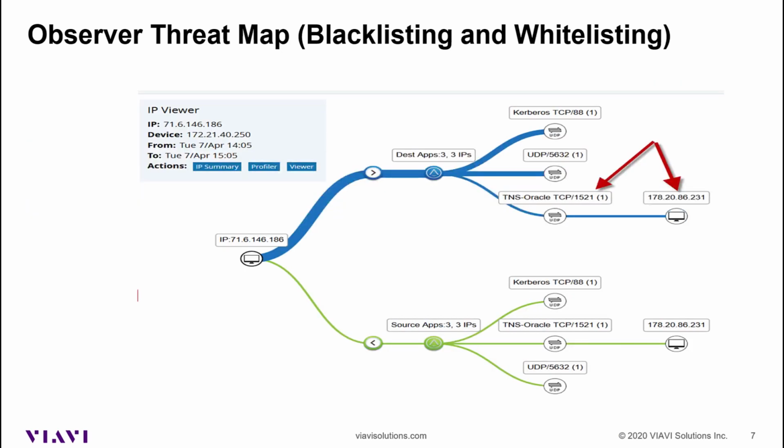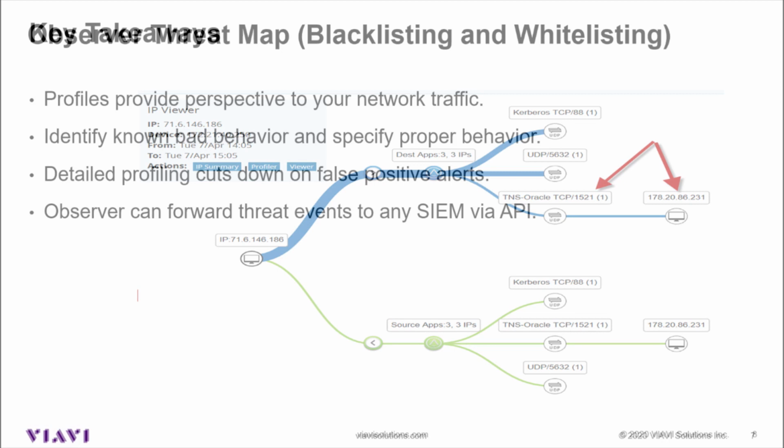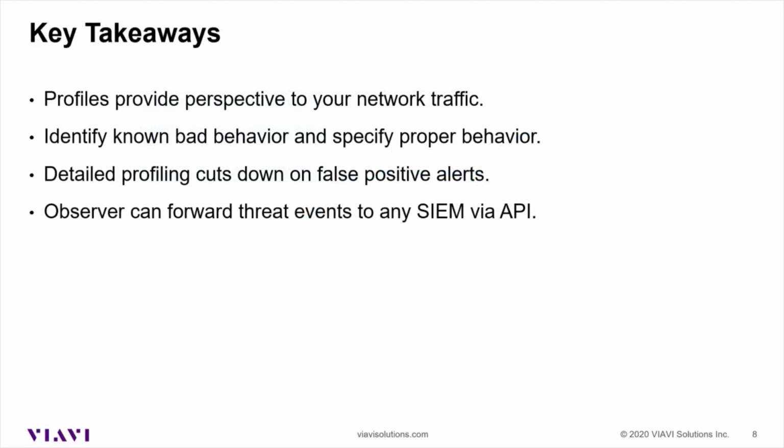We can see that our machine under attack, 178.20.86.231, is responding to the bad actor, 71.6.146.186, and can easily see if other hosts are affected as well with our graphical conversation table. In this view, the bad actor is probing 3 different hosts on 3 different ports, and unfortunately, it looks like all three are responding.